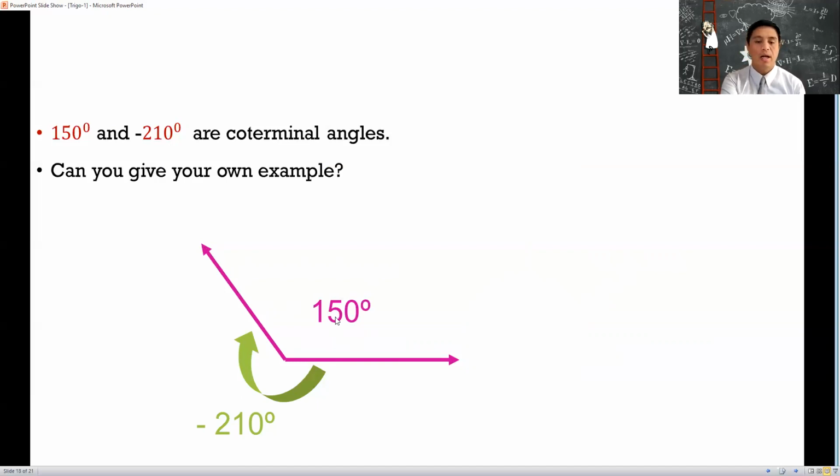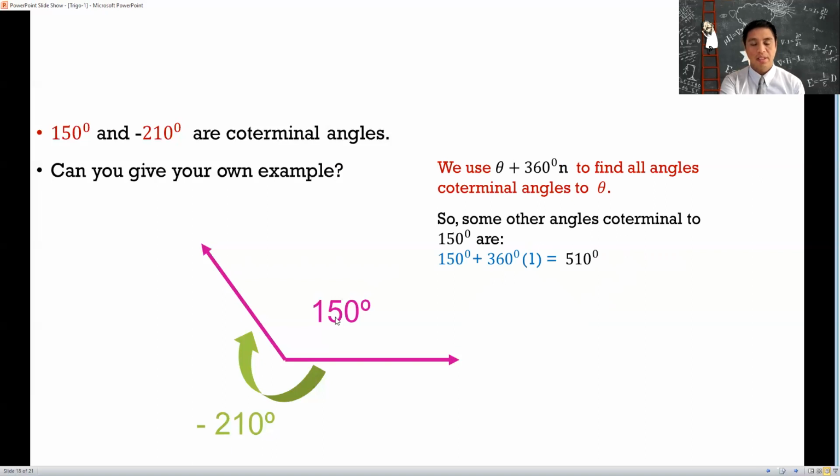Again, we can find other angles which are coterminal to the angle 150 degrees, using the formula theta plus 360 degrees times n. In this example, our main angle, or theta, is 150. So using the formula, if we use an integer of 1, we will get 510 degrees. If we change n to 2, because n stands for any integer, it will be 150 degrees plus 720, so 870 degrees. But if we use a negative integer 1, it will be 150 minus 360, so that's negative 210. You will get this angle here in the example.